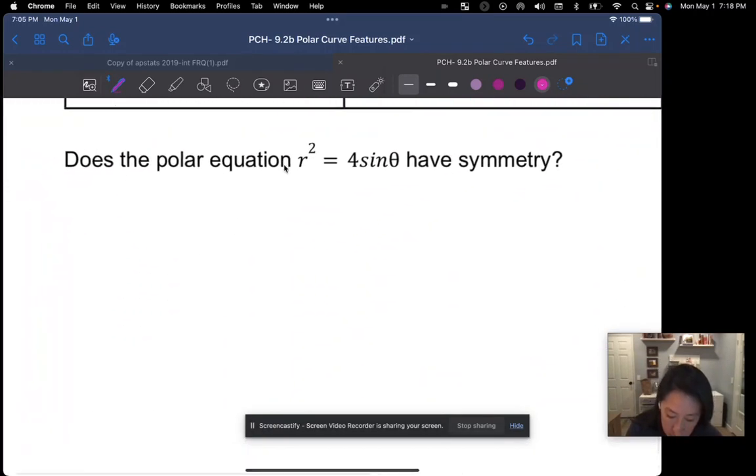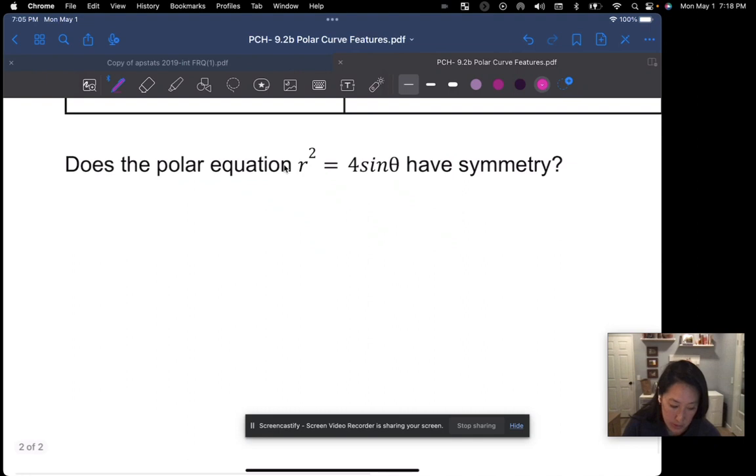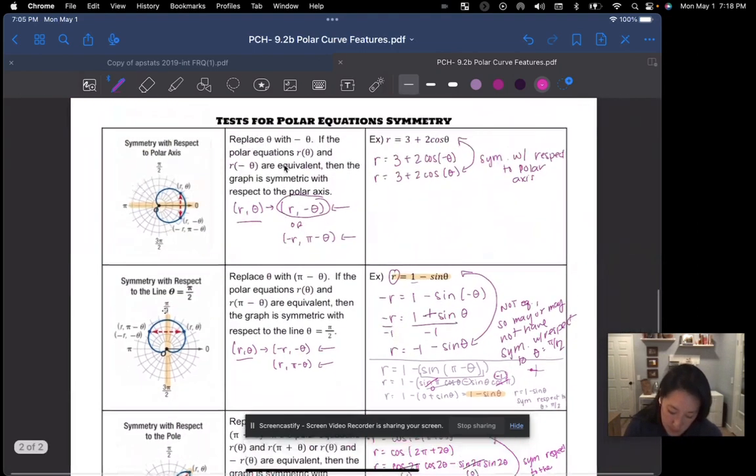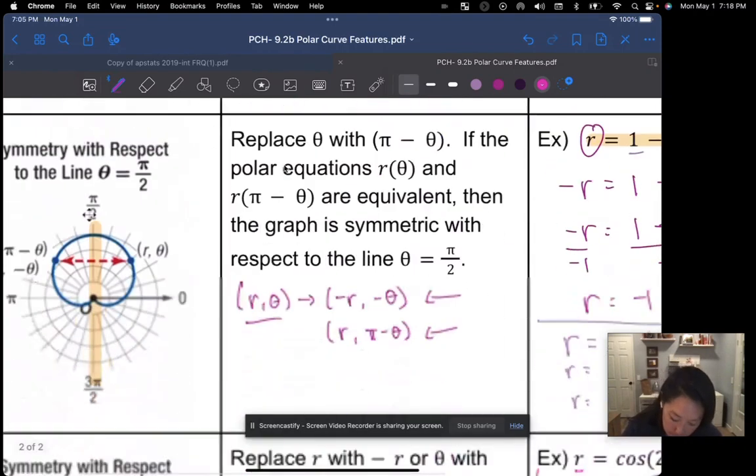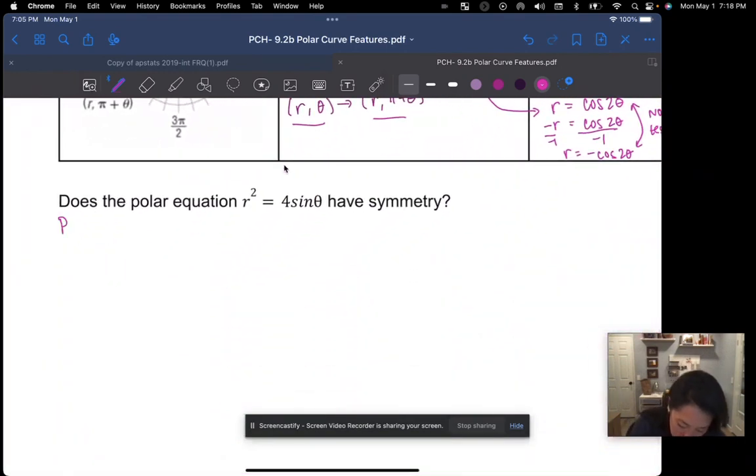This time we want to know if r squared is equal to 4 sine theta. So let's start with the first one, okay? Let's see if our graph is symmetrical with respect to the polar axis first. So I'm going to start by replacing r comma theta with r comma negative theta.